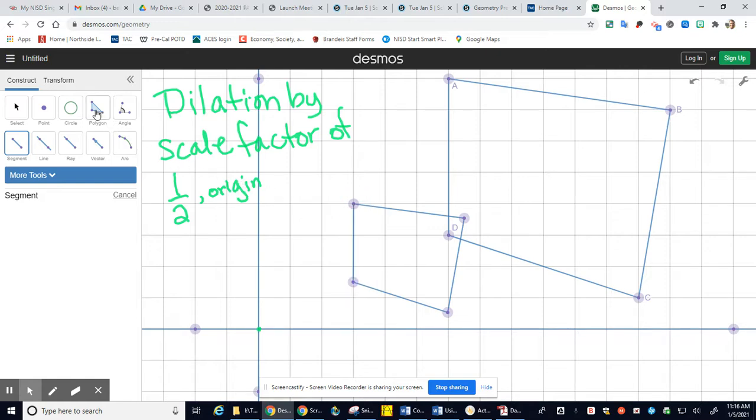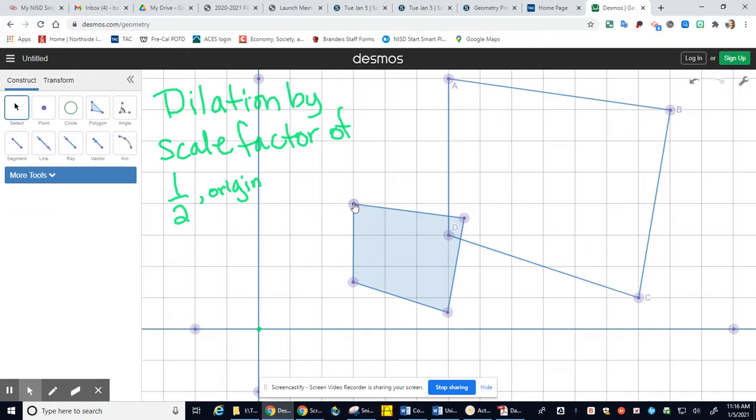In fact, we can come in here and use our polygon. We probably could have done that first, and made this into a polygon so that it got shaded. Remember, you always shade your image, never the thing you start with, your pre-image. Okay, so there it is shaded.